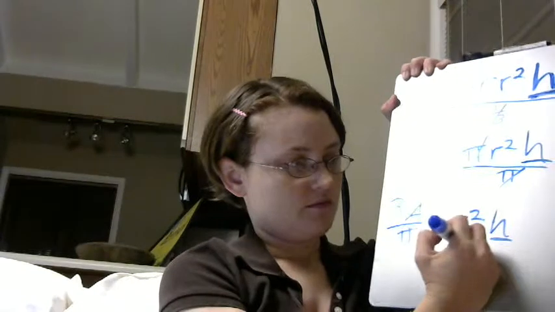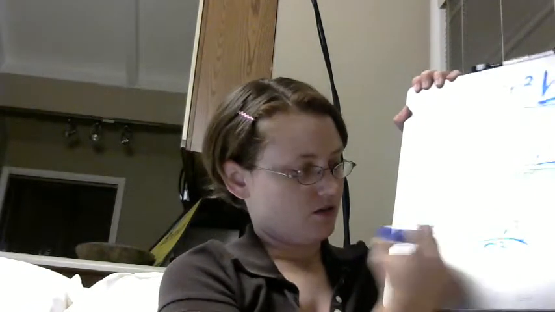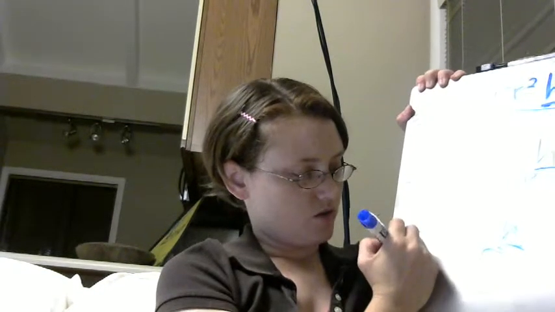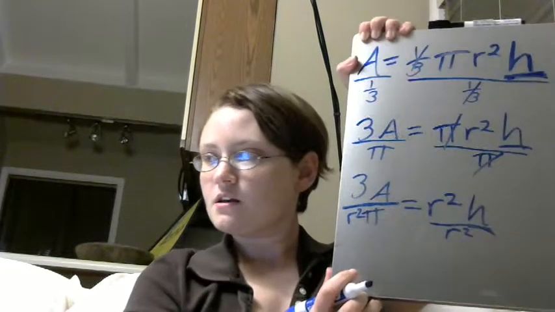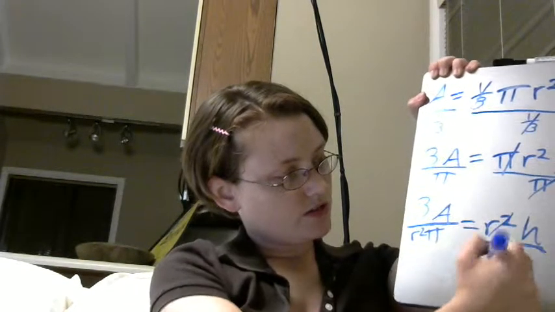So we're going to divide both sides by r squared. I'm going to put it on the bottom over here since we're dividing by it, right? All right, now the r squareds cancel here. We end up with 3a over r squared pi equals h.